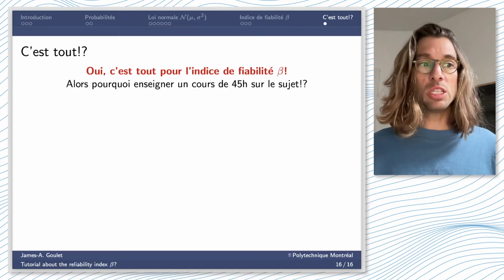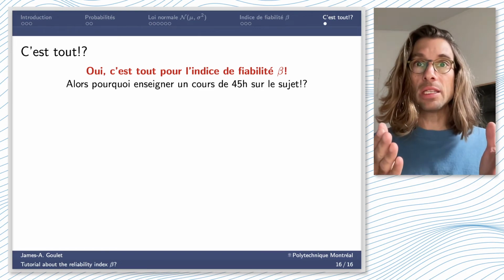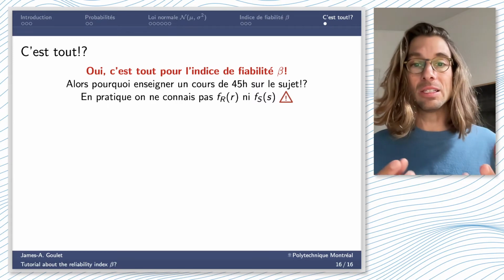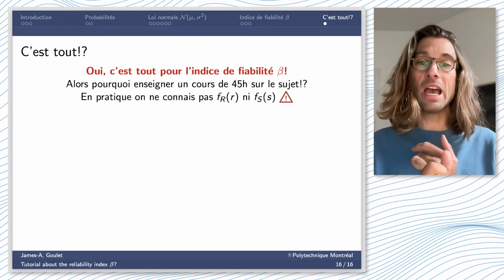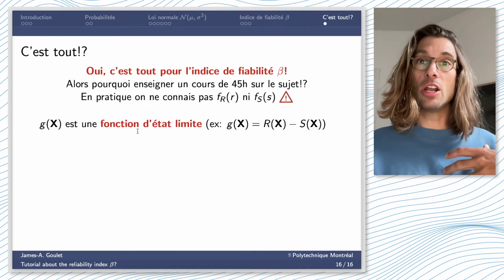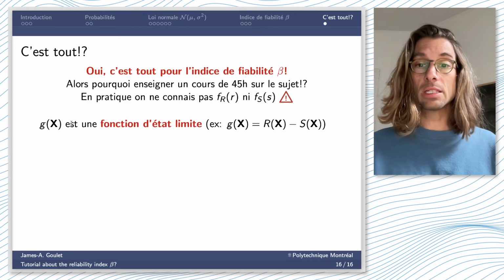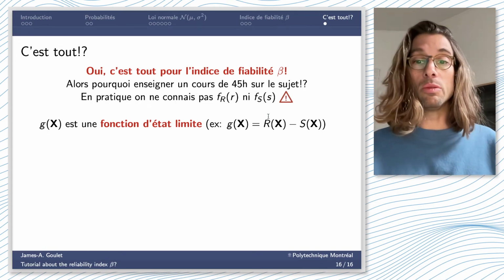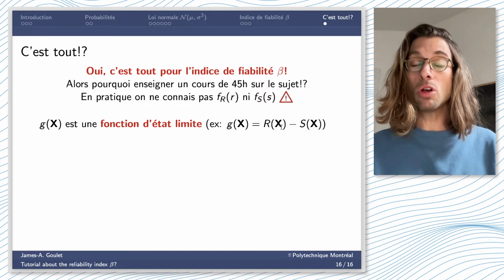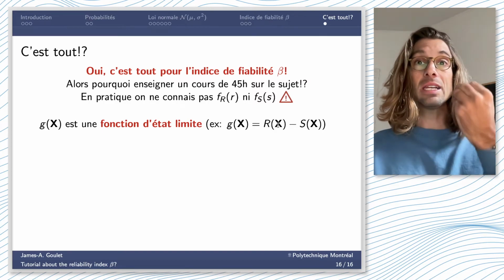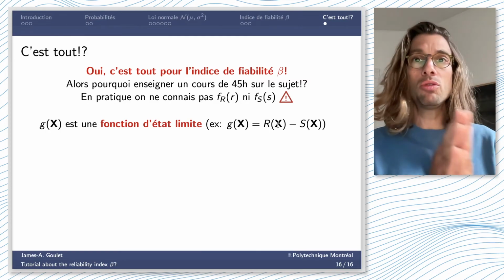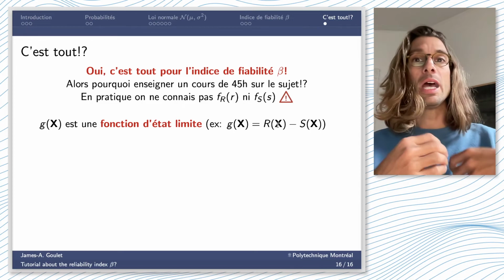Then why do we spend 45 hours teaching that topic in university-level courses? It's because in practice, we know neither the PDF for R nor for S. So in that case, we need to define a limit state function, g of x, that in a simple case could be represented by the difference between the resistance model and the solicitation model, which both are a function of a set of random variables. These random variables can be associated with geometry, material property, boundary condition, etc.